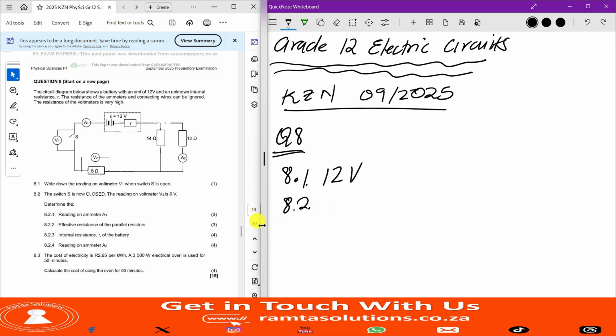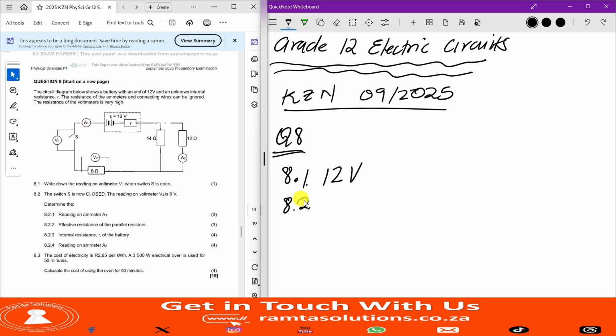8.2. The switch S is now closed. The reading on voltmeter V2 is 6 volts. Determine the reading on ammeter A1. Wow. So now there is current flowing. I want you guys to remember that. Now let's imagine this. When you look at ammeter A1, it is registering the total current flowing in the circuit. So if we are given a voltage of the 8 ohm resistor, we are good to go.